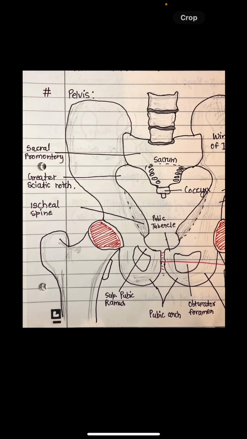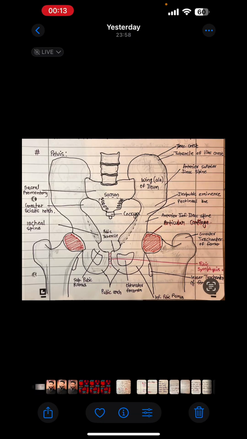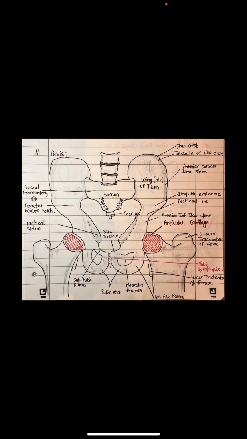In the middle there is the sacrum, on the left there is the greater trochanter and ischial spine. Here is the pubic tubercle. On the right side, this is known as the wing of the ilium, and you can see the anterior superior iliac spine, which we also call ASIS. Next, under the sacrum you can see the coccyx, the lumbar part, sacrum and coccyx.